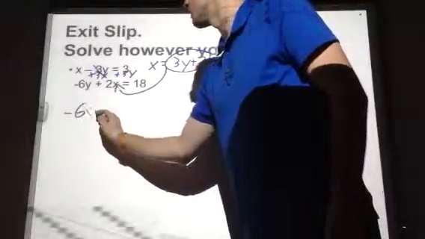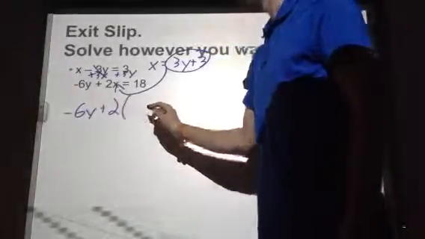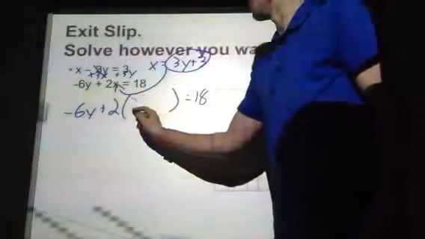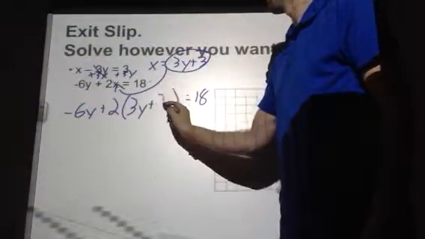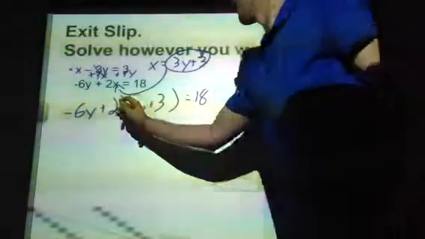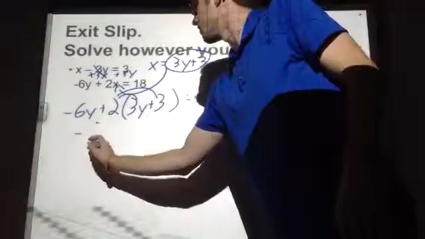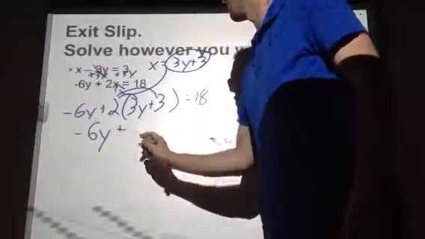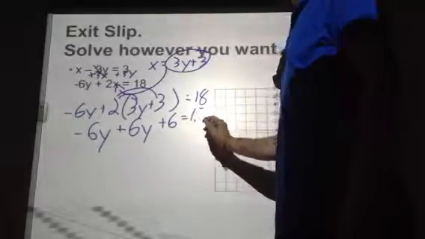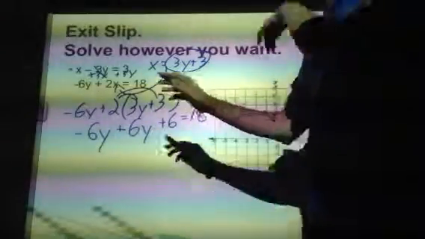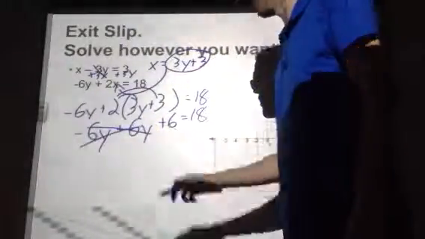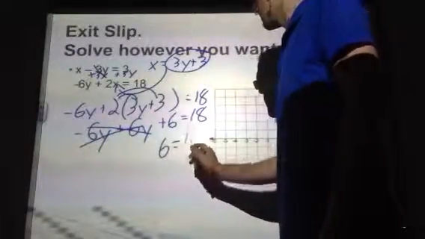So we're going to have negative 6y plus 2 times whatever x is equals 18. X is the same thing as 3y plus 3. Okay? And then we're going to solve for y. So we're going to distribute that 2. So negative 6y plus 6 equals 18. Combine like terms, negative 6y plus 6y. Those are going to cancel each other out. So we'll have 0 y's. So we'll have 6 equals 18.